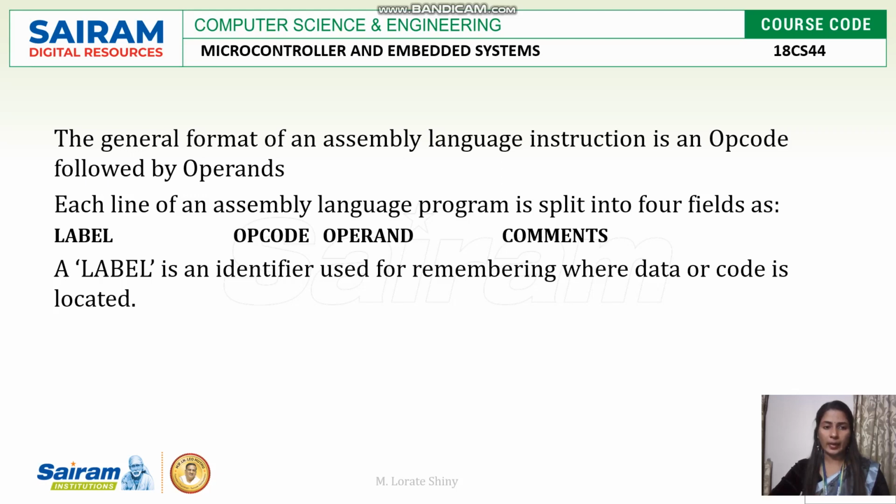Then we can write the comment also. You can see here first the label. Label is an identifier used for remembering where the code is located, which means nothing but an address. So opcode followed by operand. Opcode is nothing but operation code. Every instruction will have an opcode and operands. So the opcode and operands need to be identified for the instruction. It may be immediate data or a register, anything.